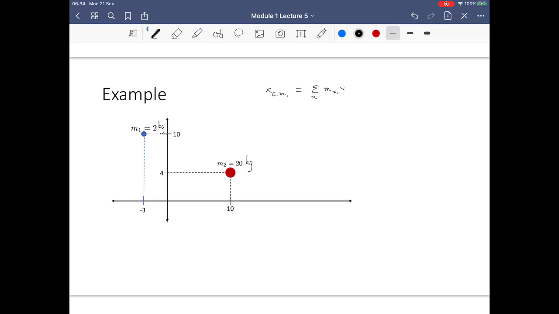Just like the formula suggests, let me rewrite it again over the whole mass. Let me start with the blue mass. The blue mass has mass 2, and the position in the x direction is minus 3, plus mass 20, and the position in the x direction is 10, over the total mass, which in this case is 2 plus 20.